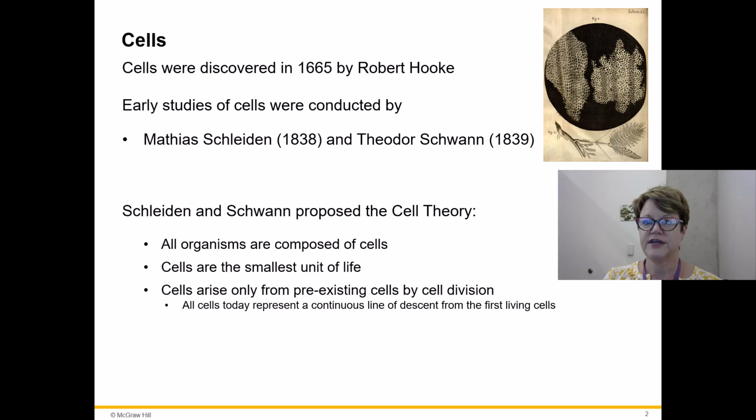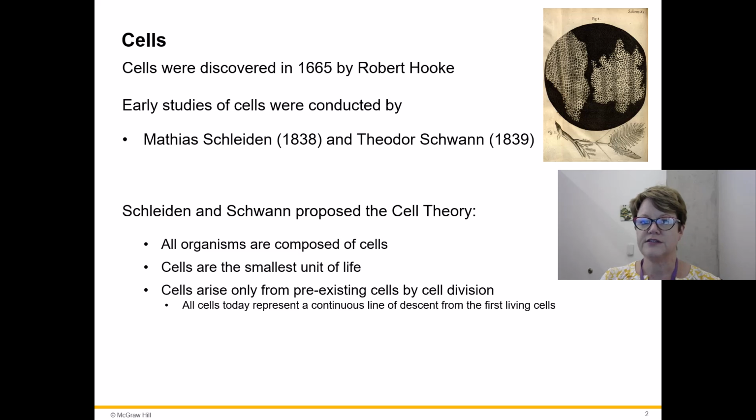So cells were discovered in 1665 by Robert Hooke, but really not a lot of progress was made until the 1800s when the microscopes were getting better. Late 1700s, early 1800s. And in the years 1838 and 1839, two scientists working separately, Matthias Schleiden and Theodor Schwann, came up with what now is called the cell theory. And so you want to put a star next to cell theory. Cell theory has three parts, and you want to make sure that you know the three parts of cell theory.